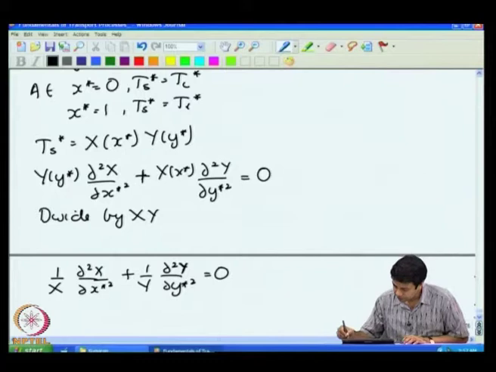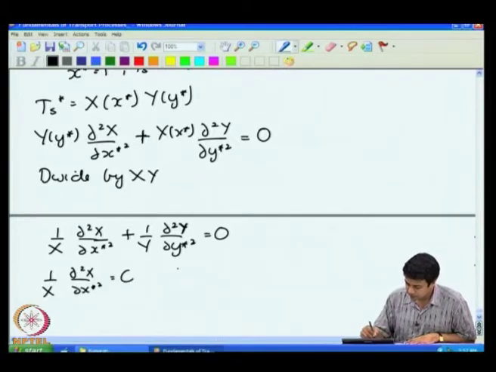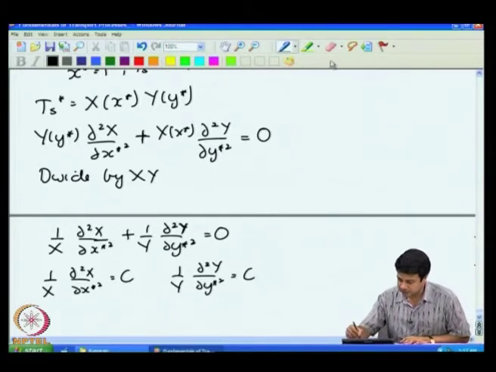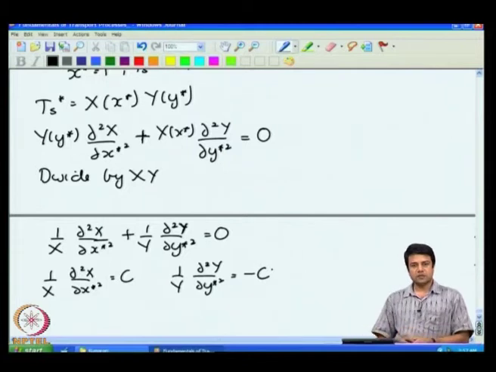Okay. Therefore, if that constant is c, then I will have 1 over x d square x by dx square is equal to c, and 1 by y d square y by dy square is equal to minus c. So, that the sum of these two terms is identically equal to 0. Should this constant be positive or negative?